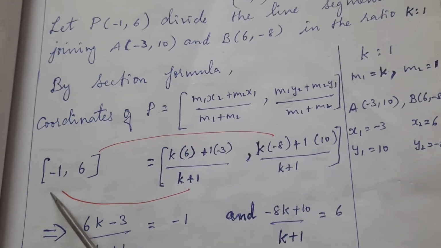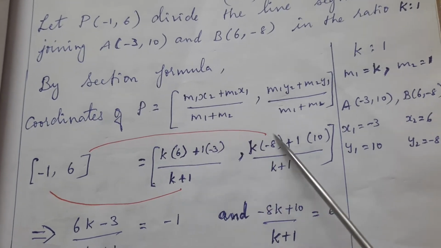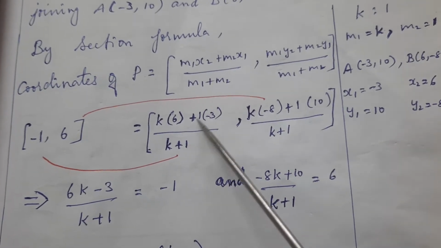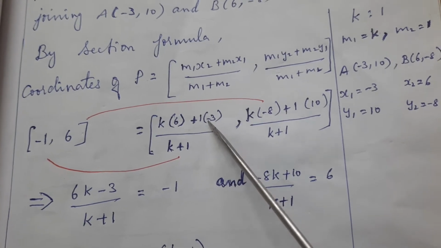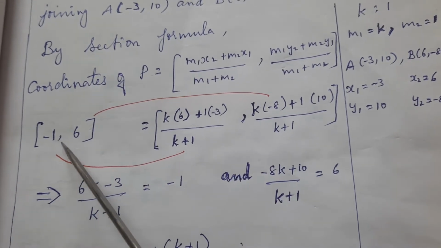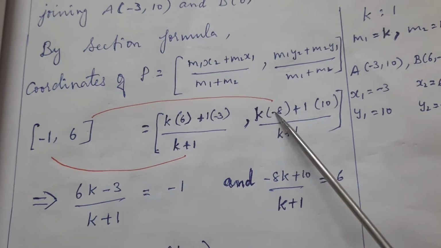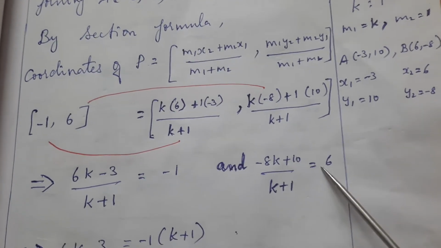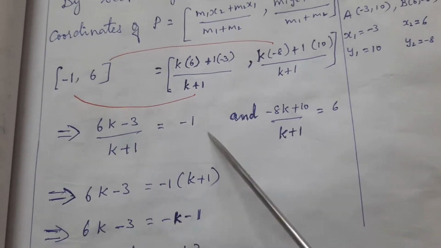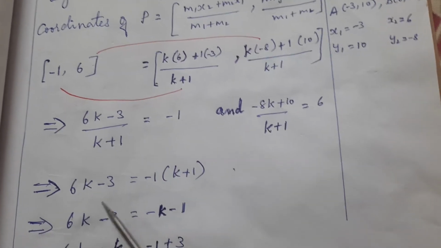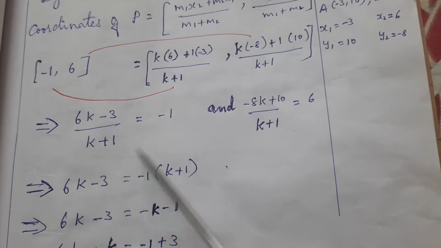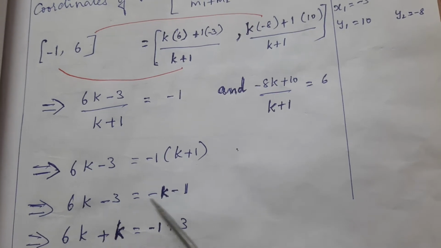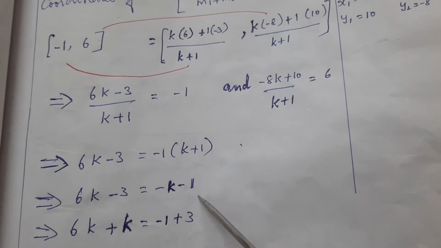Now equate this x coordinate with this x coordinate and the y coordinate with the y coordinate. So here we get (6k minus 3) by (k plus 1) is equal to -1, and (-8k plus 10) by (k plus 1) is equal to 6. First you take (6k minus 3) by (k plus 1) equal to -1. When I take my k plus 1 to the other side, it becomes -1 into (k plus 1). So 6k minus 3 is equal to -k minus 1.